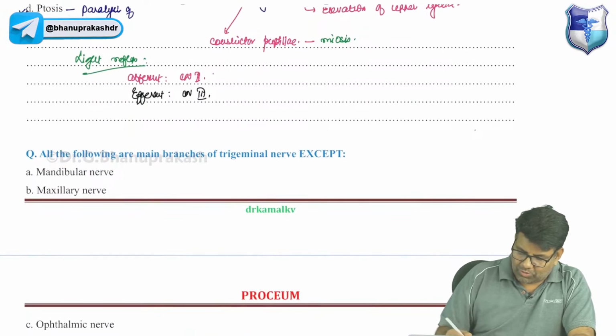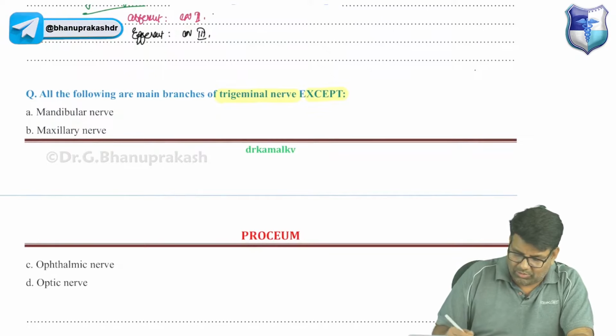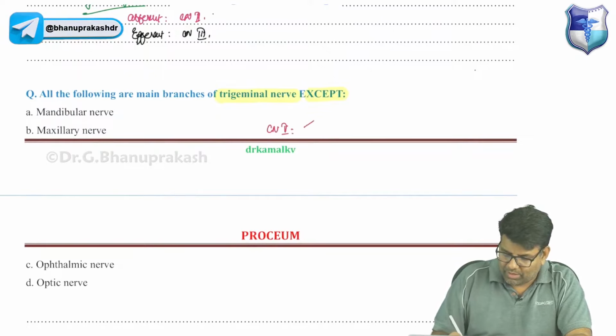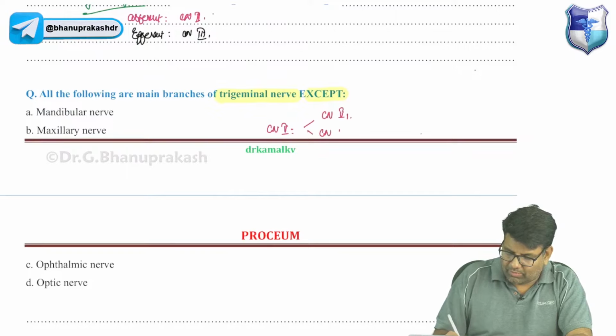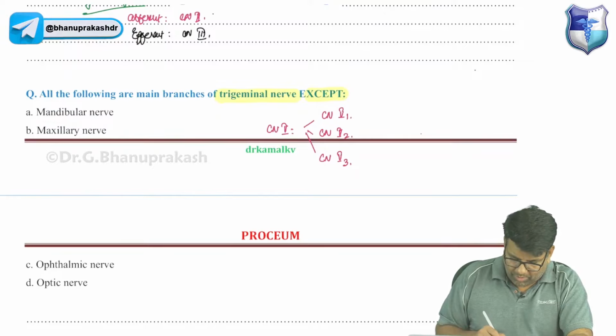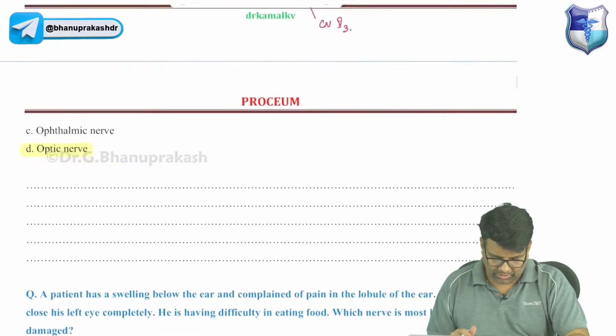Now, next question: main branches of the trigeminal nerve except. I think it is quite easy because we know that there are three branches of cranial nerve 5: cranial nerve 5-1, that is ophthalmic, cranial nerve 5-2, that is maxillary, and cranial nerve 5-3, that is mandibular. So yes, the answer would be the optic nerve, which is actually cranial nerve 2. Good.